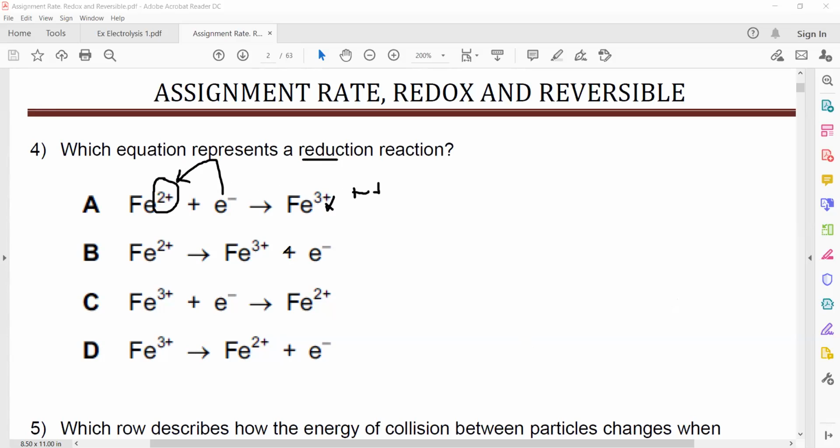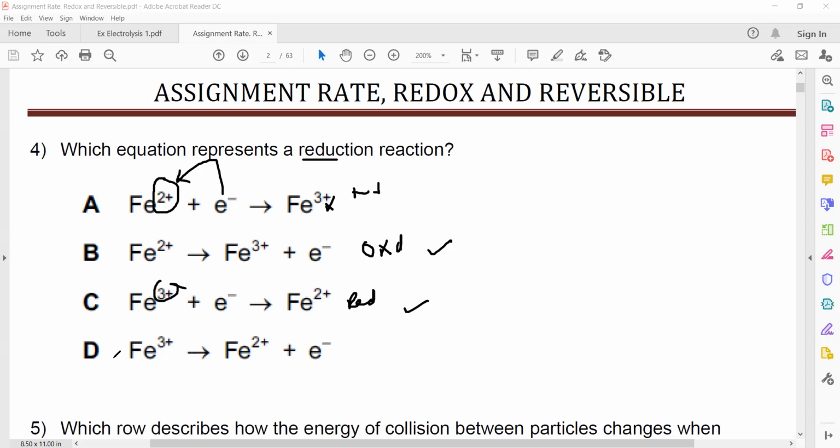This equation is correct, but this is not reduction, this is oxidation. It's a loss of electron. The equation is true, but this is not reduction, it's oxidation. When iron 3 gains electron, it becomes iron 2, that's reduction. And you can see the charge decreases.